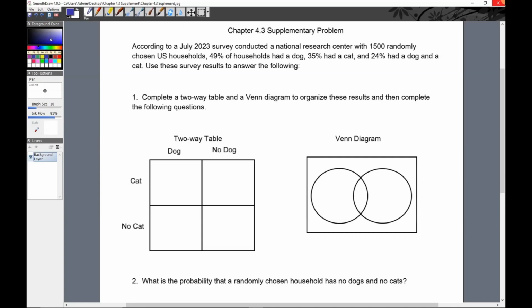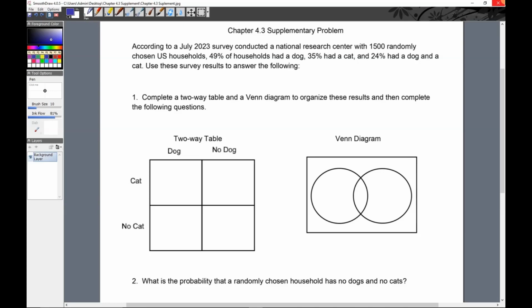So the problem here is, according to a July 2023 survey conducted by a national research center with 1,500 randomly chosen U.S. households, 49% of households had a dog, 35% had a cat, and 24% had a dog and a cat. Use these survey results to answer the following.